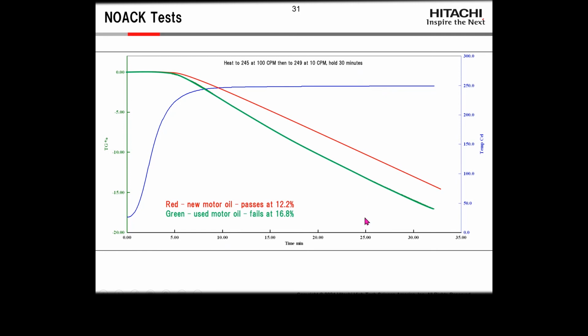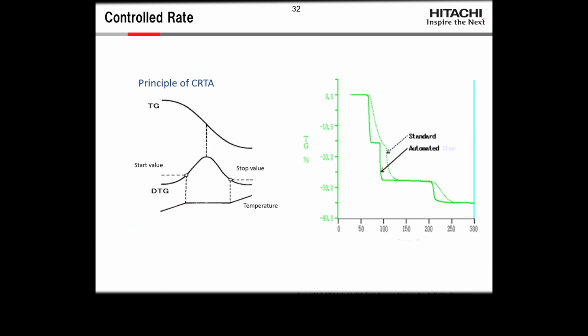It's faster, and the nice thing is it requires no time from a technician to actually have to take care of it. And finally, in the software, there is a problem: if we run things slower, we get better resolution, but the runs take longer. If we run them faster, we get data faster, but we may not get as good resolution. So one way to address this is controlled rate analysis.